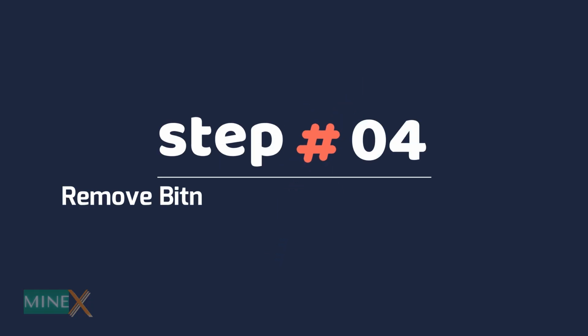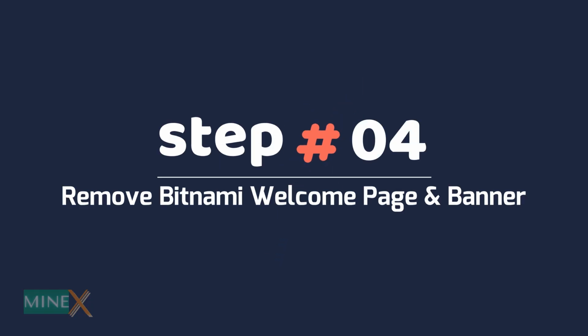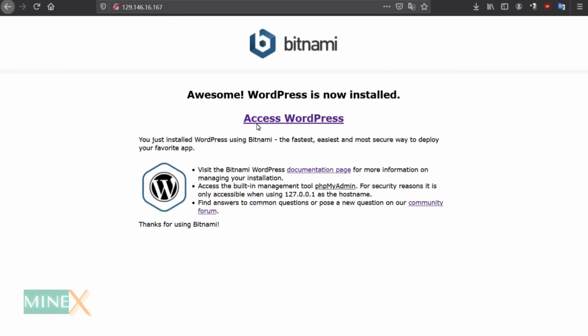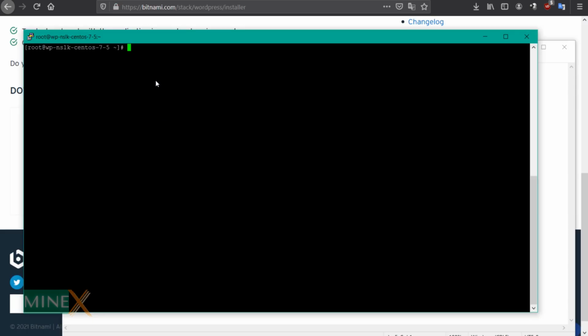Fourth step. Remove Bitnami welcome page and banner. First, remove the welcome page and move the homepage to the main IP address. Connect to the terminal again. Use this command to remove the welcome page. If you use a different version of Bitnami WordPress, you have to modify the command, replacing the version number.